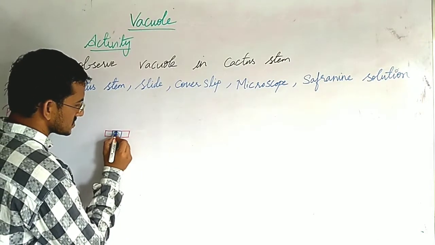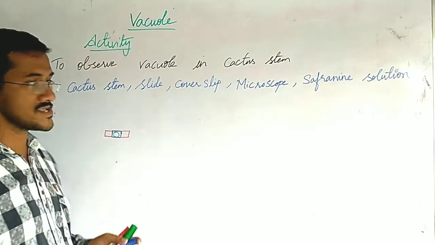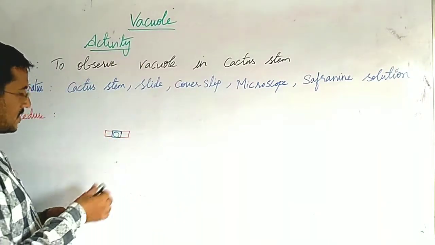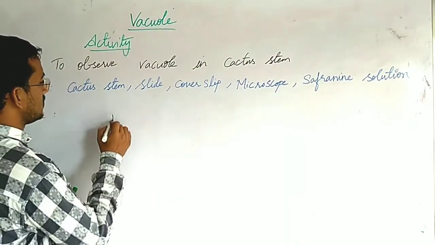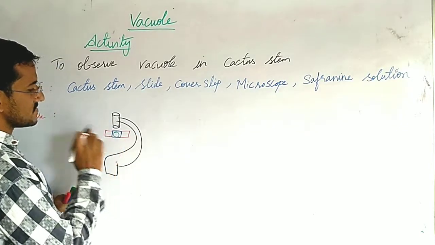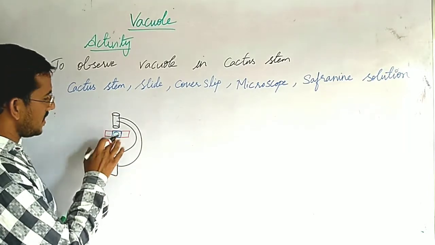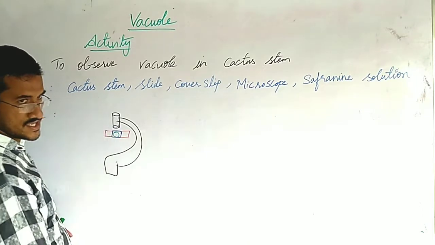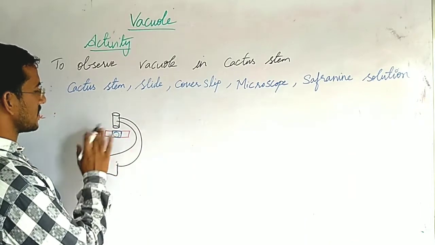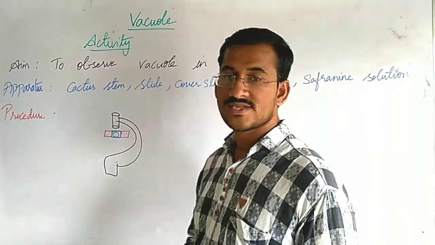This is a small square transparent piece. So why we are placing this cover slip? To avoid the contact of microscope with the stem. So this is the microscope. If you are not placing cover slip here, not covering the material which we want to see, then this stem part will go and attach here. So we'll get disturbance with our experiment. So for that, we are covering it. Now, observe under microscope. Let us see the observation.